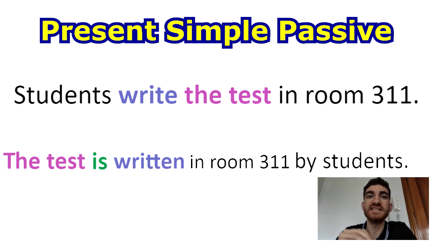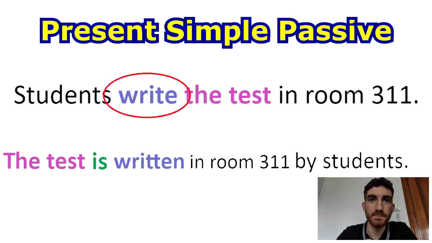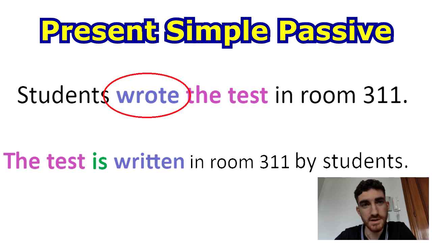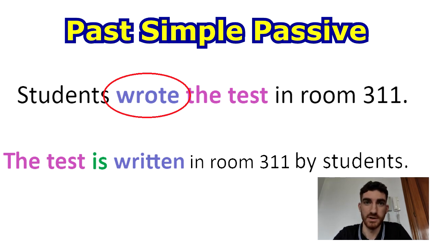In this kind of sentence, it's not necessary to say by the students. We could just say the test is written in room 311. It's obviously by students. It's not by cats or dogs. It's by students, okay? But now look, what happens if I change write to wrote? Is that present or past? Now it's past simple. So I cannot say the test is written because is present simple.